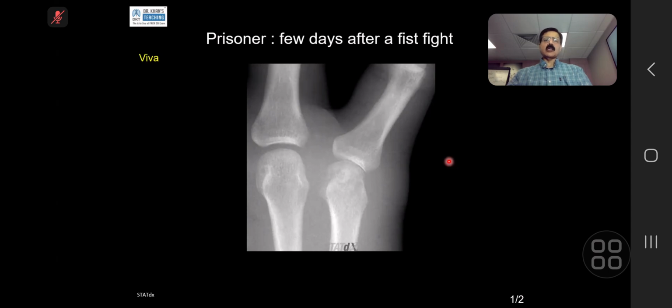And basically what is happening is that if you see here, there is loss of definition of the head. Look at this, there is loss of definition. One can argue that there might be subtle erosion here. With that, there is loss of joint space. The key finding in osteomyelitis is loss of joint space.